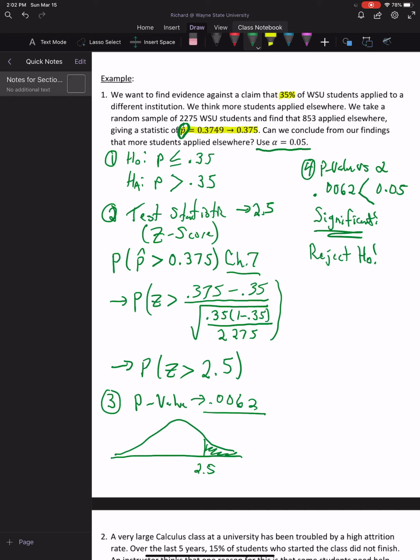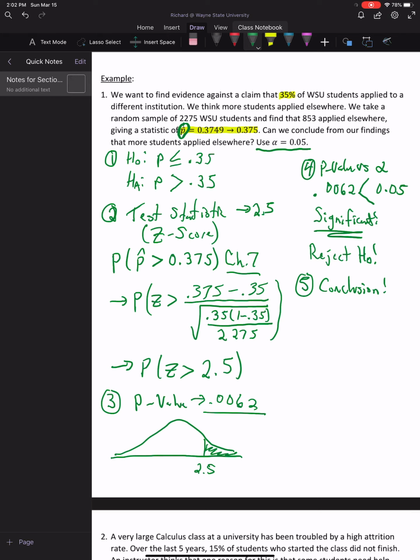Okay. So then what's the conclusion? Well, the conclusion here, we have to answer the question. It says, can we conclude from our findings that more students applied elsewhere? Well, if we're rejecting the null, that means that what we were claiming has some support, has some validity to it. We have to investigate it a little bit more. Nothing's totally proven here, but there is certainly evidence to suggest it.